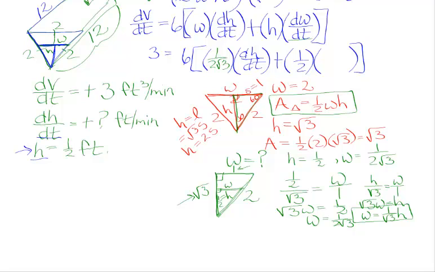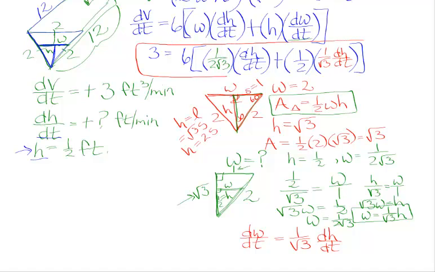So let's go back to another color so we can keep up with this work. If I implicitly differentiate this relationship, because if this is the relationship between w and h, when I implicitly differentiate with respect to time, that has to be the relationship between dw dt and dh dt. So everywhere that there is a dw dt, I'm going to substitute this value in. And there we go. Now I have an equation in one unknown, and I'm down to algebra.